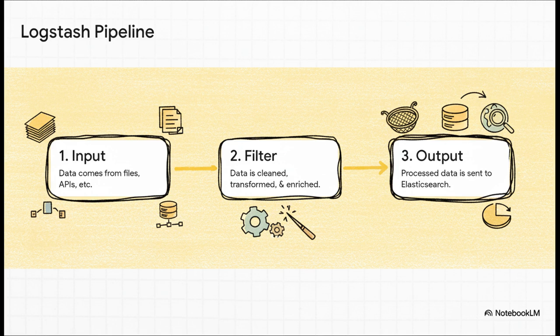For example, it can grab a raw server log. Then in the filter stage, it can do all this cool stuff like add location data based on an IP address, or block out sensitive info like a credit card number. Then it spits out that clean, enriched data to Elasticsearch, ready to be indexed.